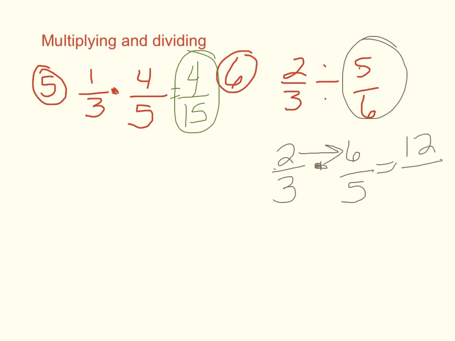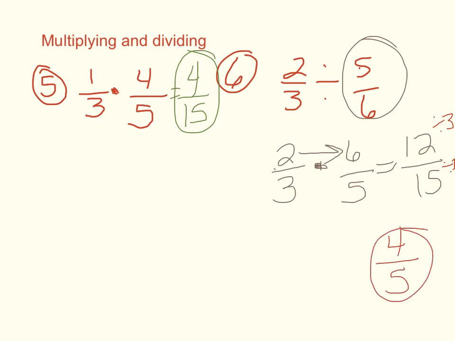6 times 2 is 12. And 3 times 5 is 15. Now, 12/15ths, they have something in common. A 3 will go into both of them. So we're going to divide both of them by 3. 12 divided by 3 is 4, and 15 divided by 3 is 5. So our answer is 4/5.